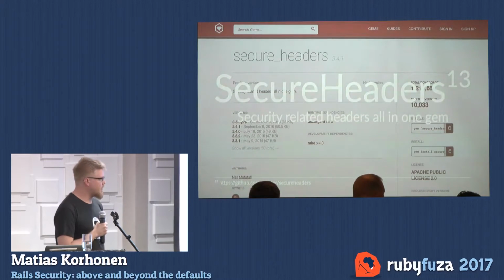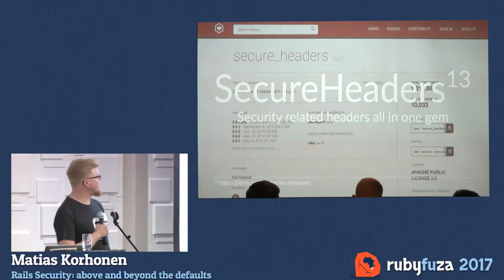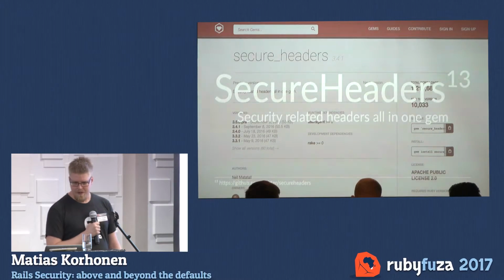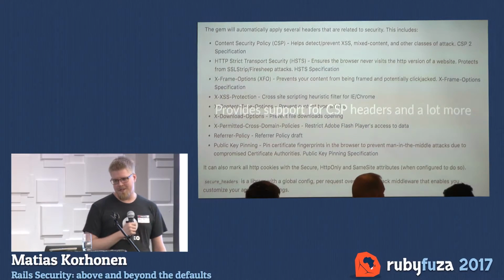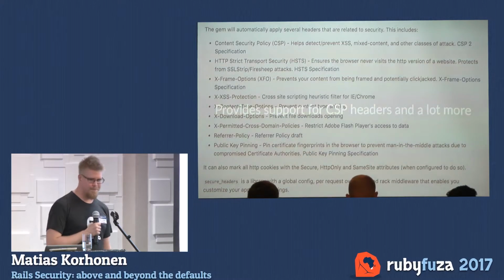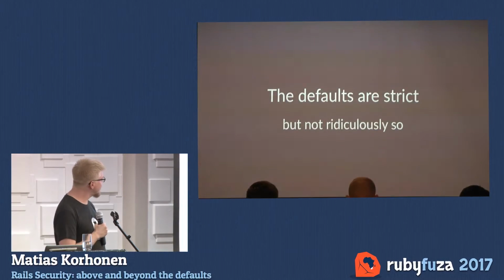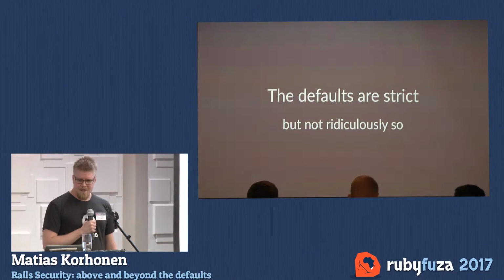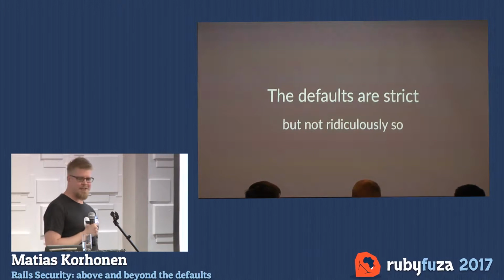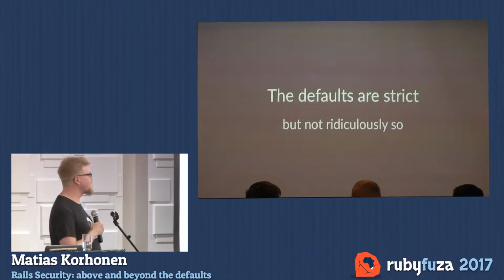And if you want to go a bit further, I recommend using the Secure Headers gem. It's from Twitter, and it's made for Rails and Rack apps. And it handles a whole lot of security-related headers all in one. It provides support for the content security header, and it lets you override it on a controller action level. And there's a whole lot more that is too much to cover in this talk. And since it's such a complicated gem, you might be intimidated by it and not know where to start. And I'd recommend just going by the defaults. They're strict, but not ridiculously so.